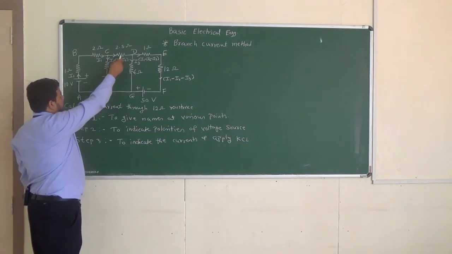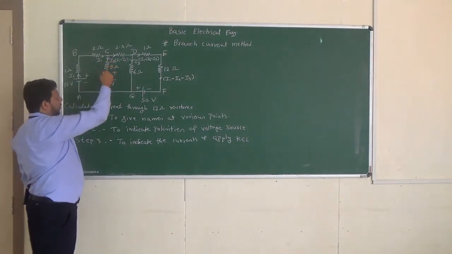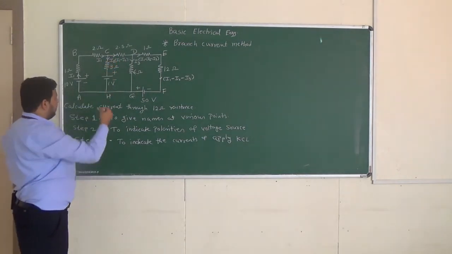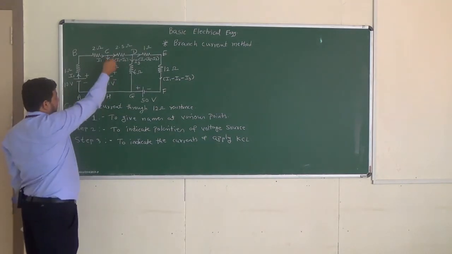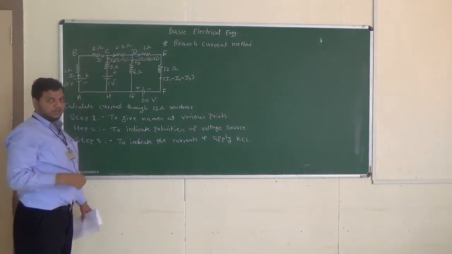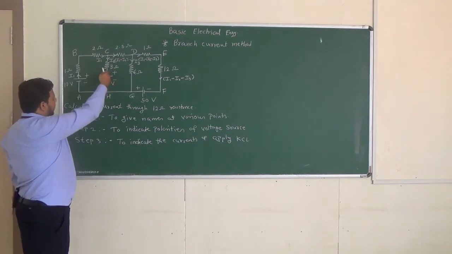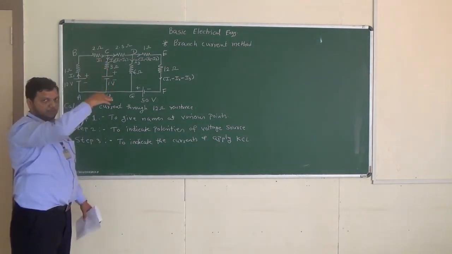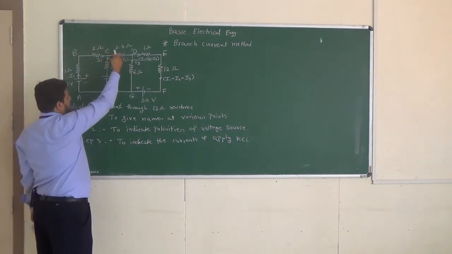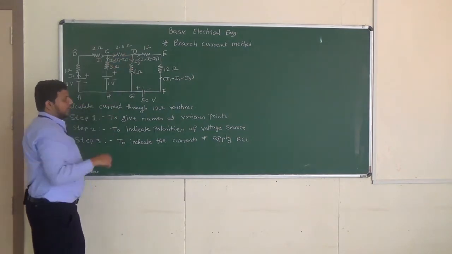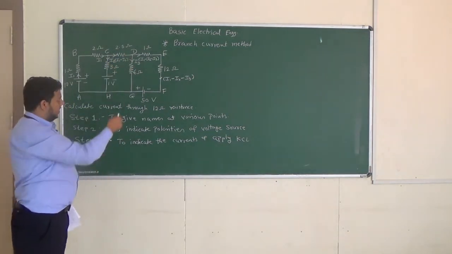We can consider this current as I2. In that case, this current will be I1 minus I2. So it is up to you whether we consider this current as I2 or that current as I2. We can consider current I2 flowing in the upward direction also, but in that case, the current flowing through this path CD will be I1 plus I2. So that is the third step.